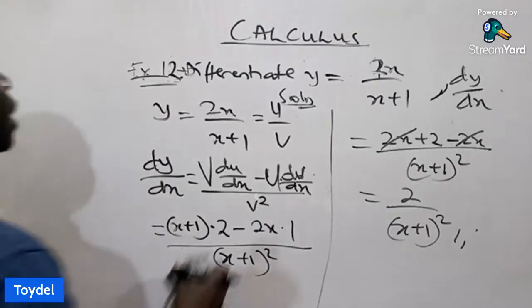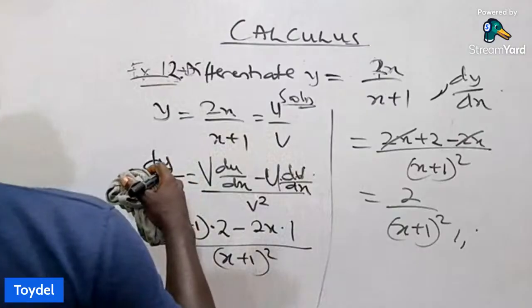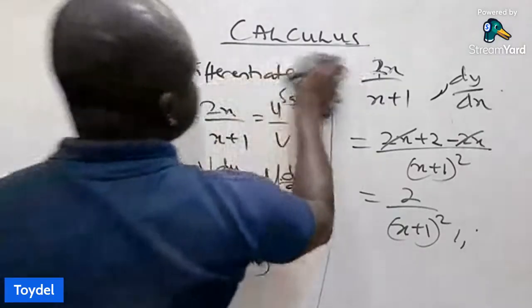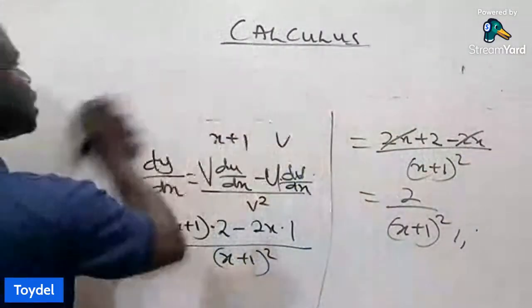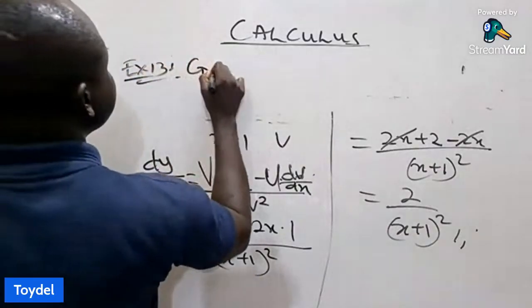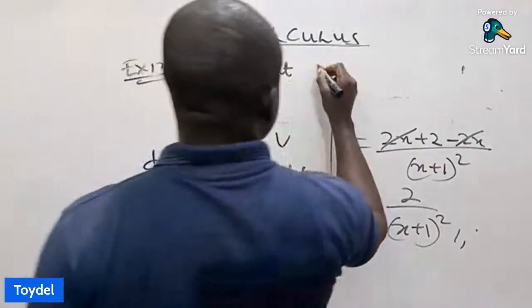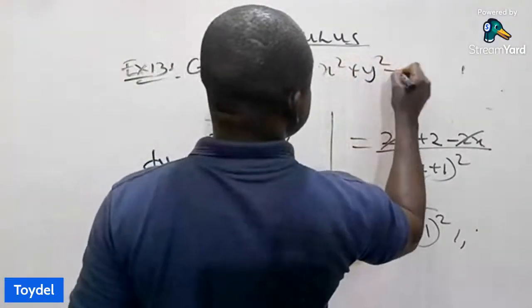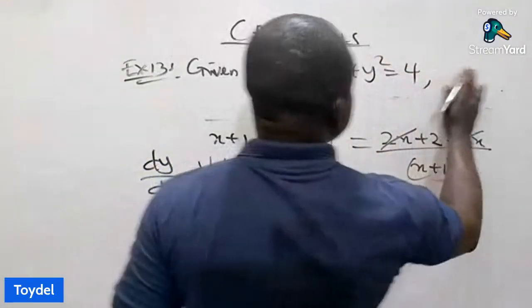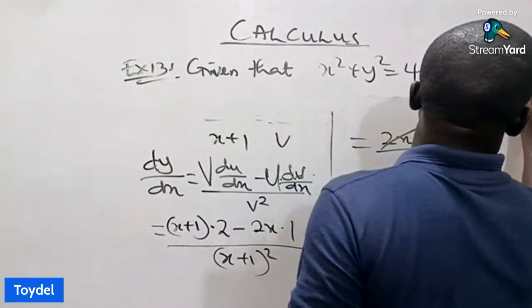For instance, the question says, given, example 13, where we are given that x squared plus y squared is equal to 4. The question now says, find dy dx.